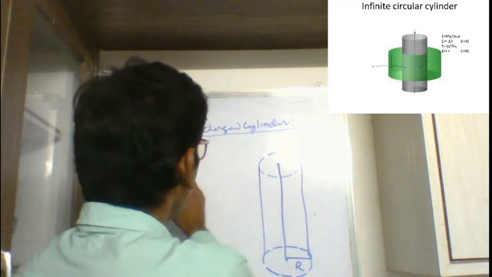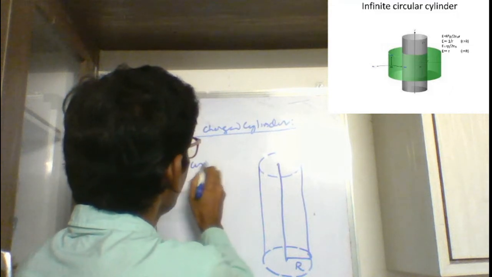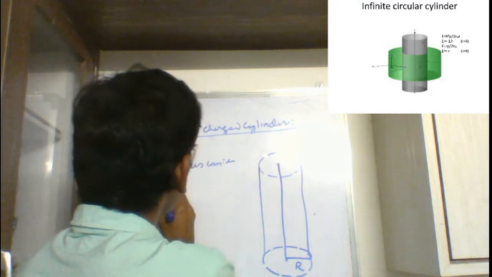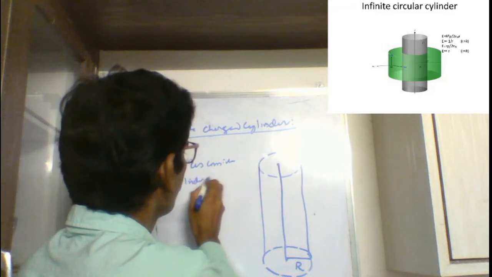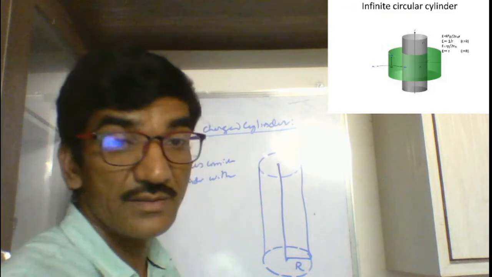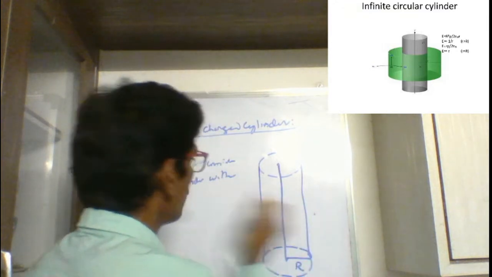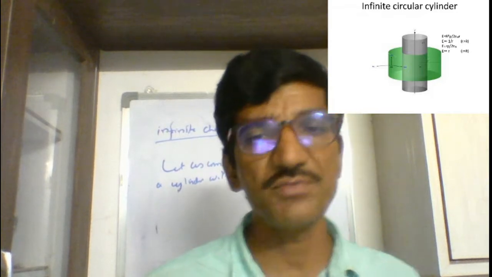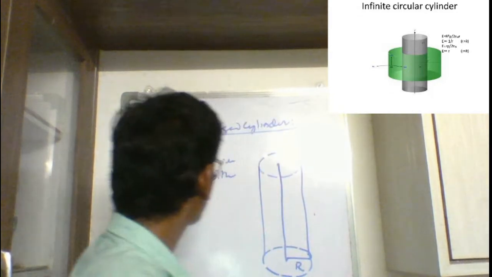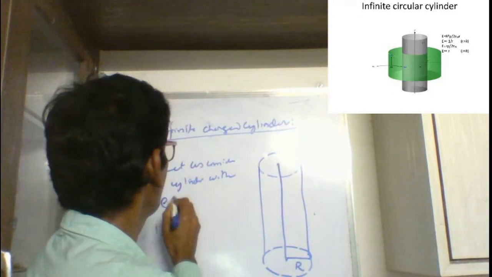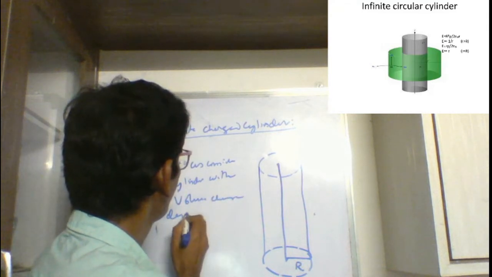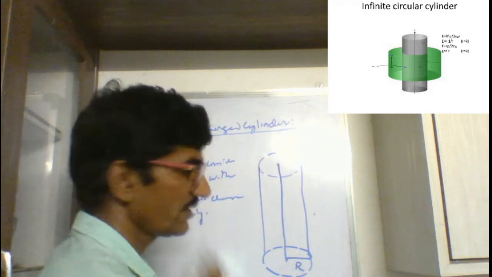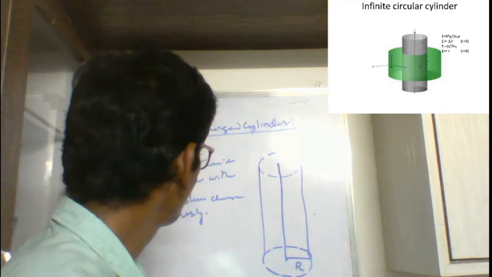Now, let us consider a cylinder. It is a three-dimensional object, so you have to consider volume charge density. Let us consider the cylinder with volume charge density rho. Rho is the volume charge density.